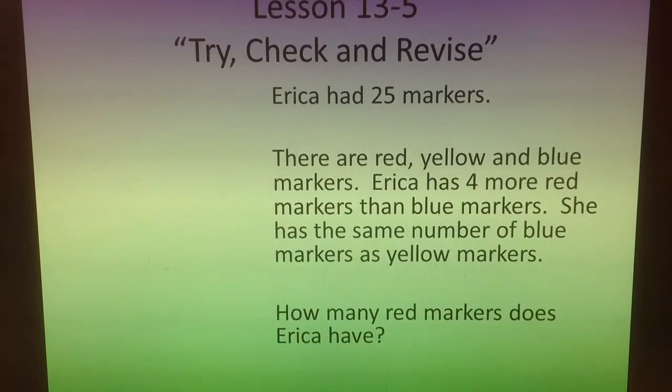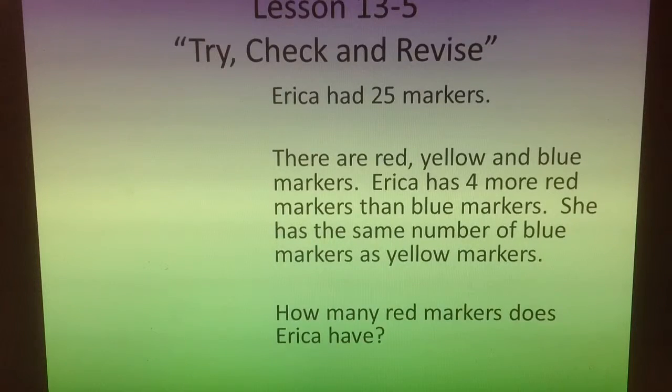So here's the kind of question we had today. Erica had 25 markers. There are red, yellow, and blue markers. Erica has 4 more red markers than blue markers. She has the same number of blue markers as yellow markers. How many red markers does Erica have? It seems like a tough question, but we'll take it one step at a time.